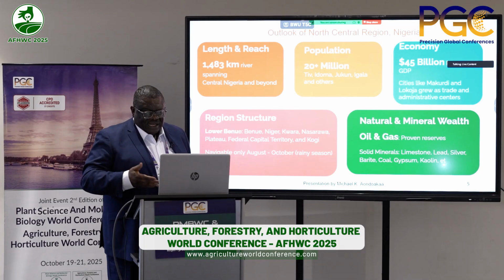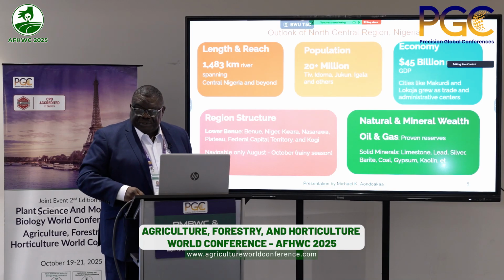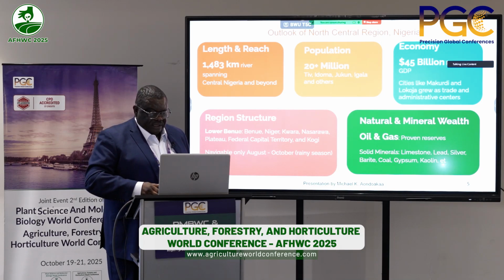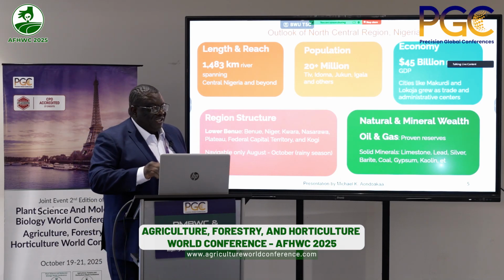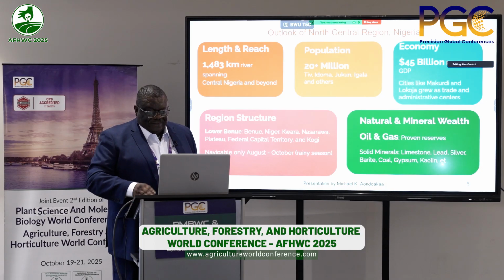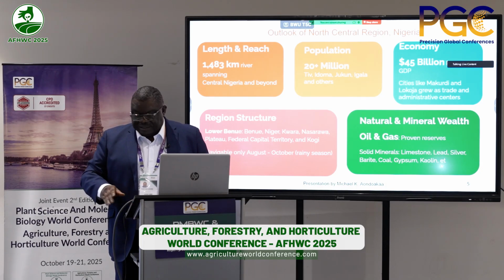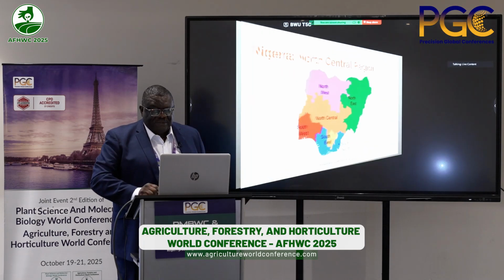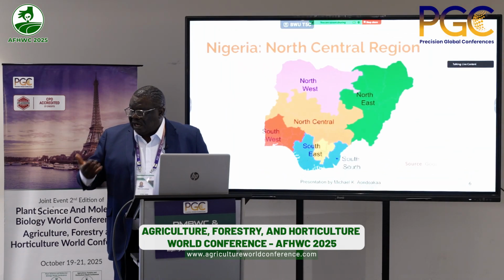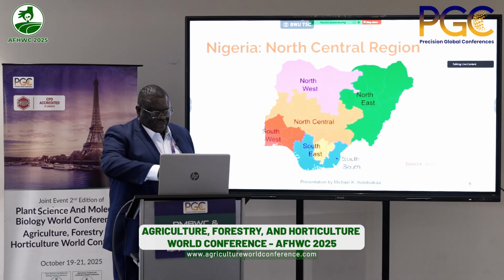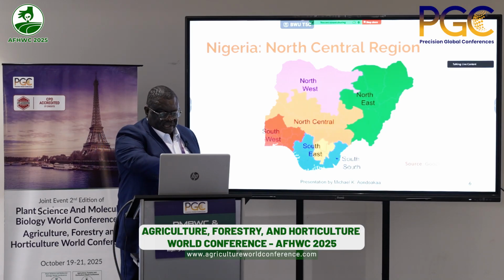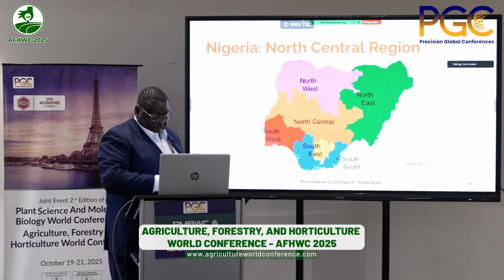And then the population there is over 20 million, and annually the total income from that is over 45 billion US dollars. But the main problem we have is that the fertile land also has proven oil reserves and gas, and it will have other solid minerals. And this is the beginning of the problems of the farmers, who are mainly in agricultural producing areas. The map here represents the North Central. You see where North Central is written, that is the area.